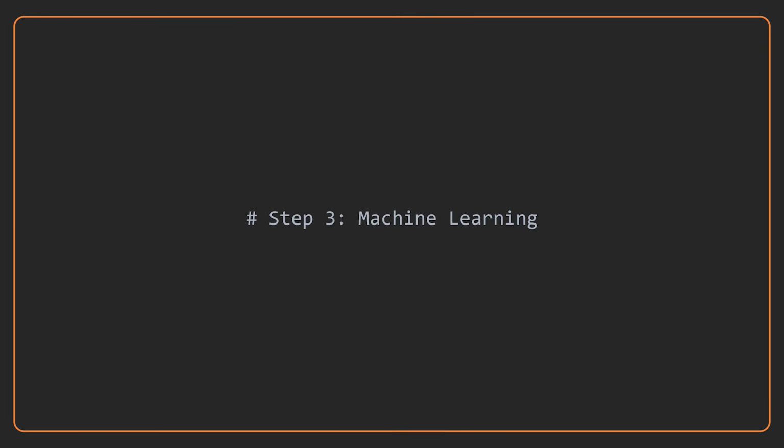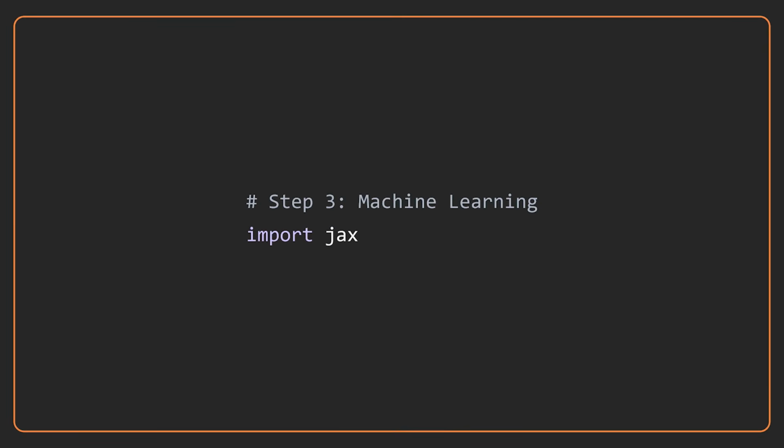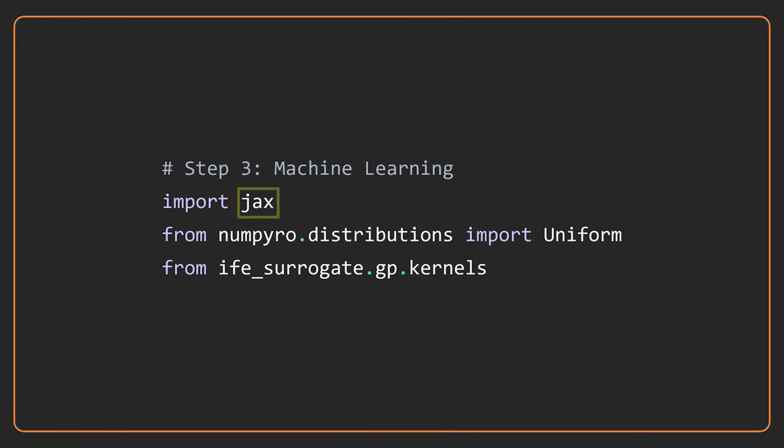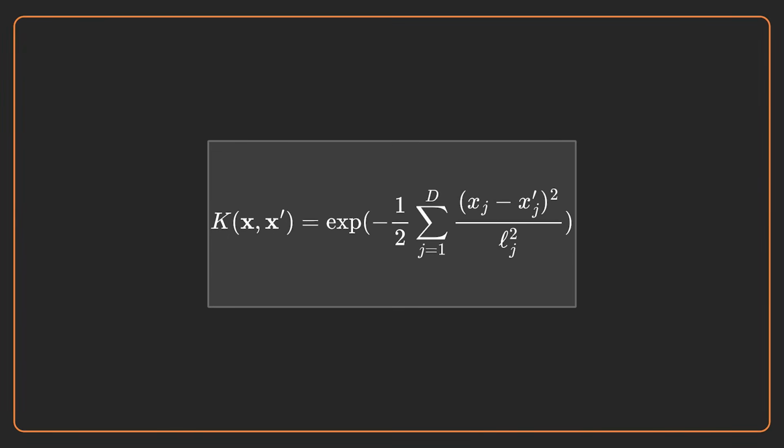For convenience, let's import the following libraries. They should have gotten installed automatically along with EtherSurrogate. JAX is a library used for numerical computing. It allows us to train models in milliseconds. And NumPyro is a library used for probabilistic programming. The core part of Gaussian process regression is its kernel. This is also called a covariance function. It describes a similarity between the data points.